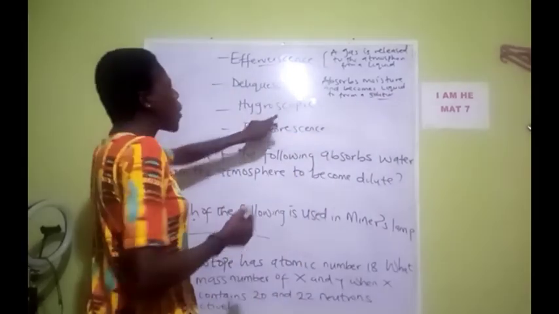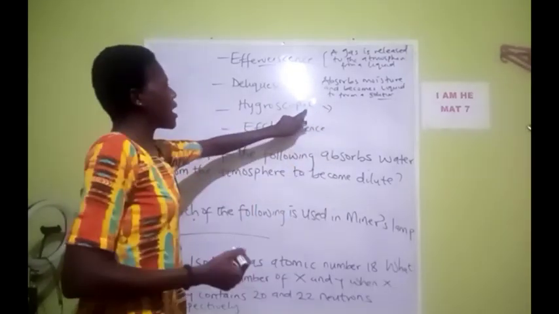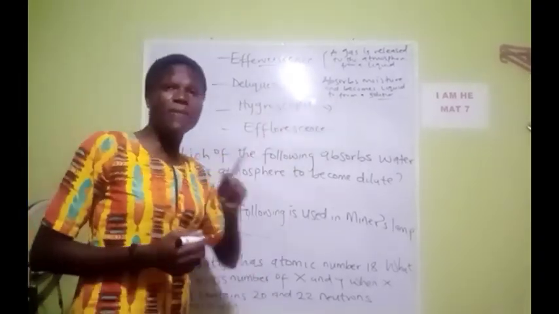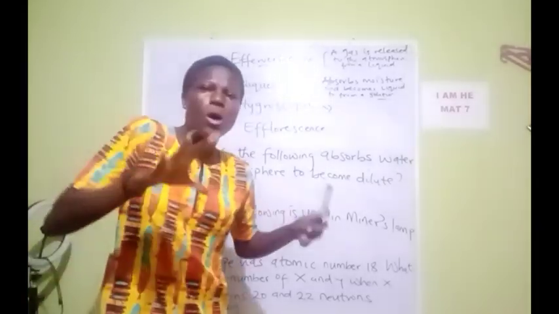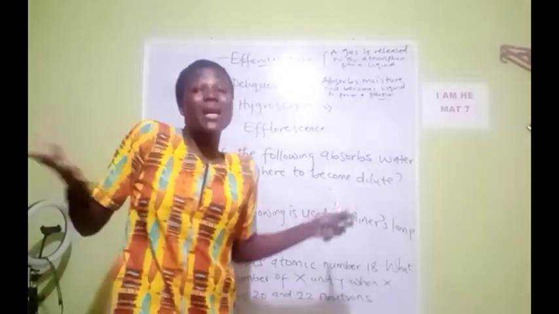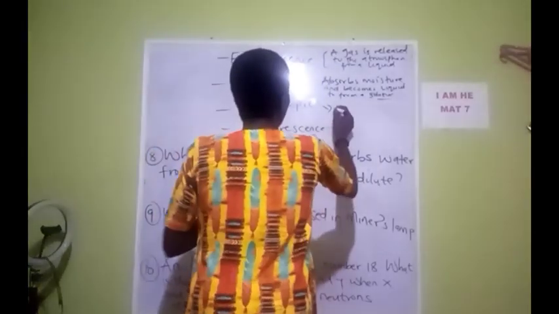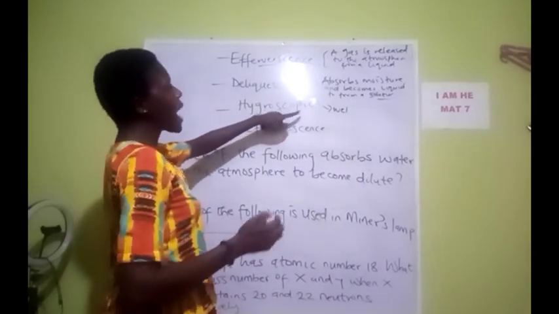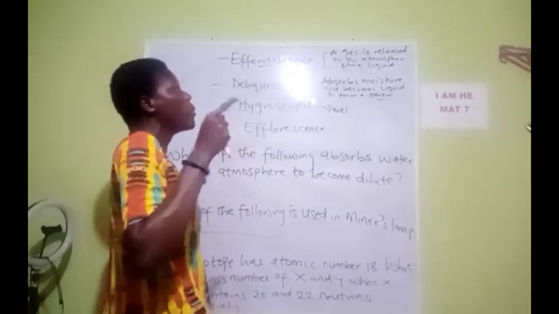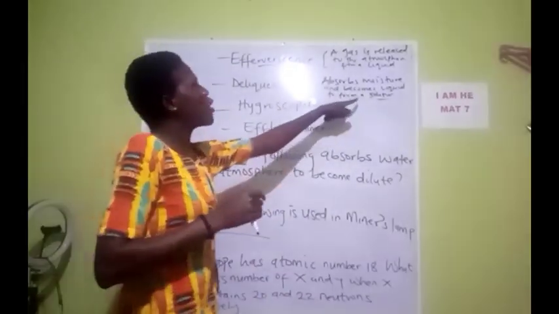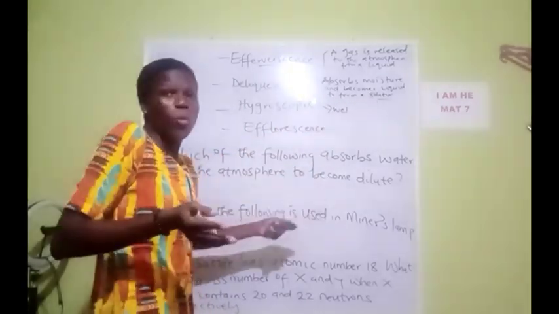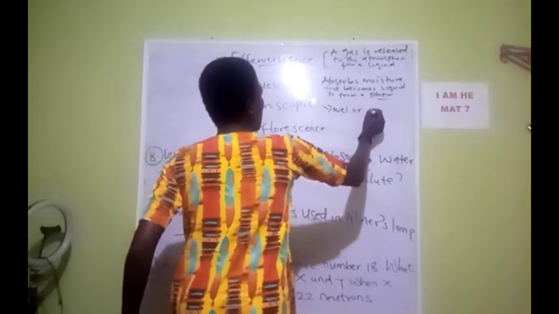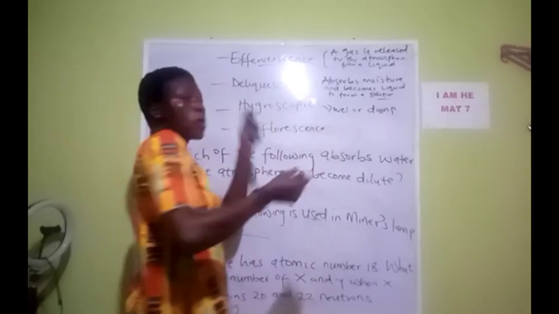Whereas hygroscopic means this kind of substance absorbs moisture from the environment, but they don't form a solution or become diluted. Instead, they just become wet or damp. But they still absorb moisture.